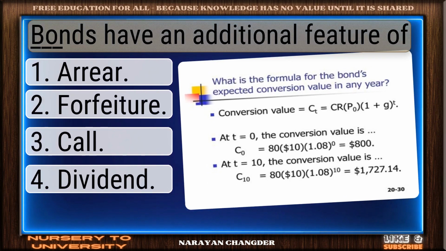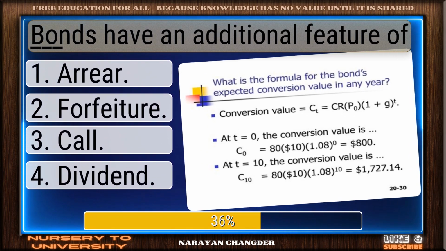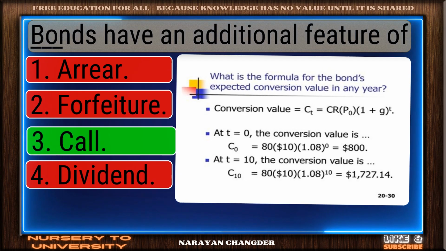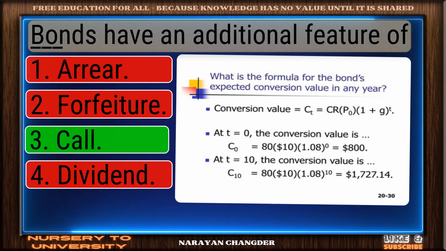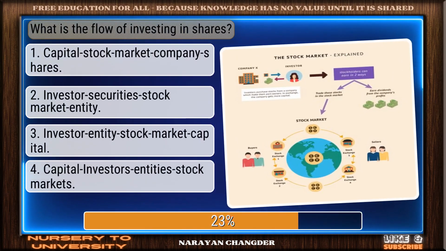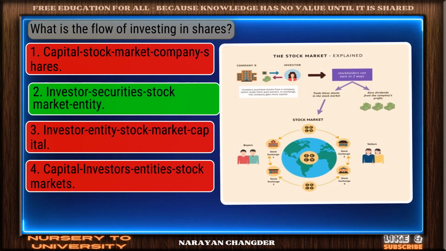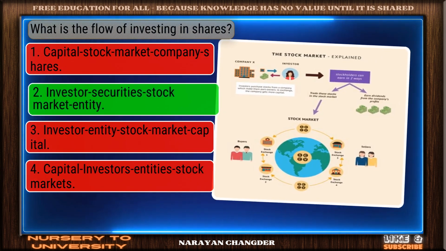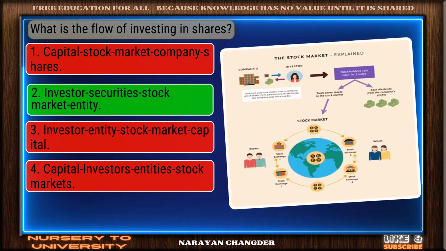Bonds have an additional feature of dash. Great job. Call is the accurate answer. What is the flow of investing in shares? Well done. Investor Securities stock market entity is the right choice.